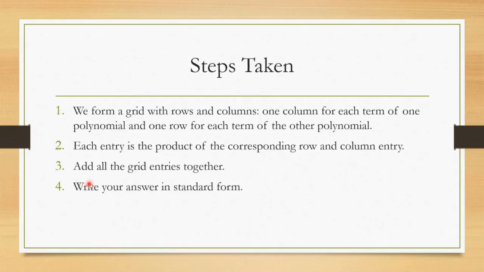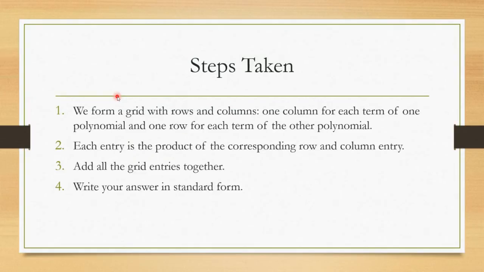And here I'm just writing out the steps for the grid method. Essentially, it's just like the example I did last time. I will do examples today. We form a grid with rows and columns. So basically, if we're multiplying two polynomials, for each term of the first polynomial you make a column, and for each term of the other polynomial you make a row.